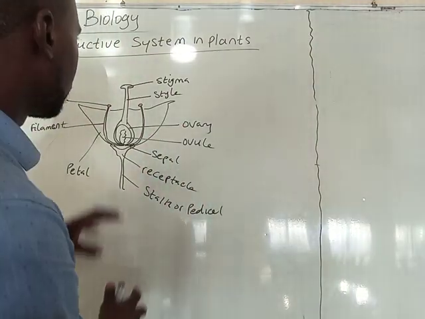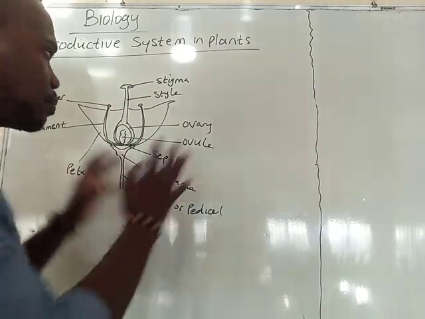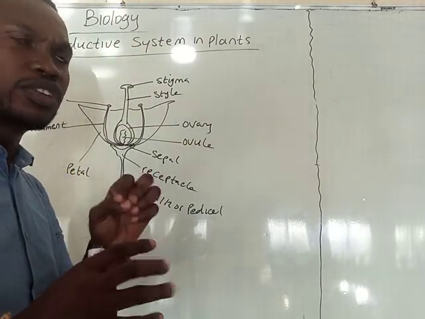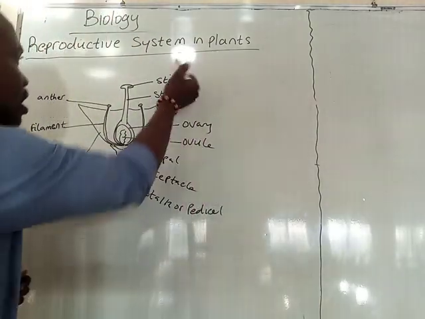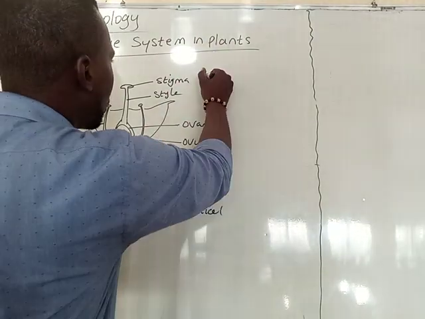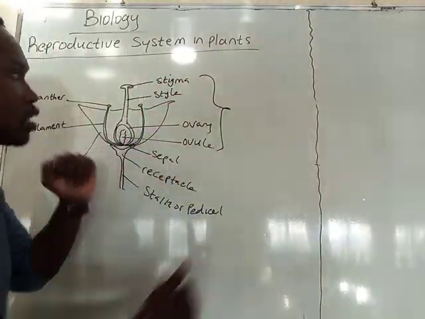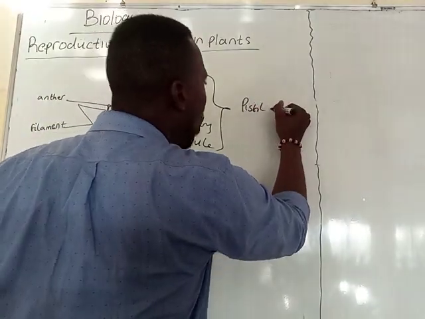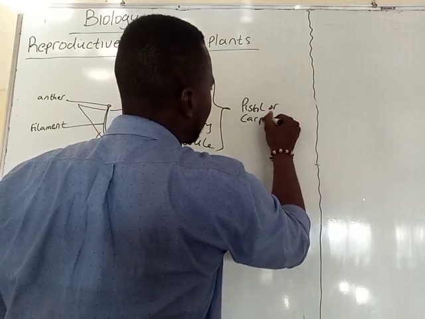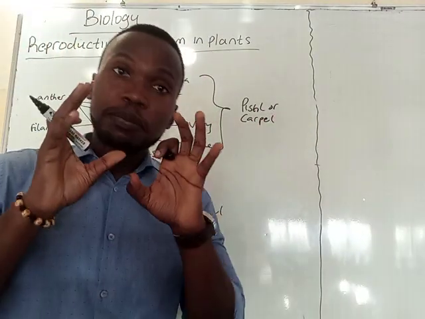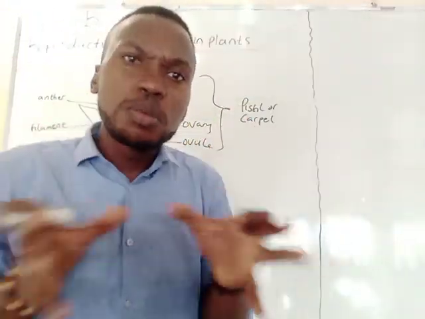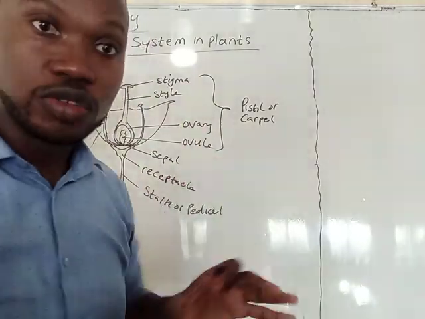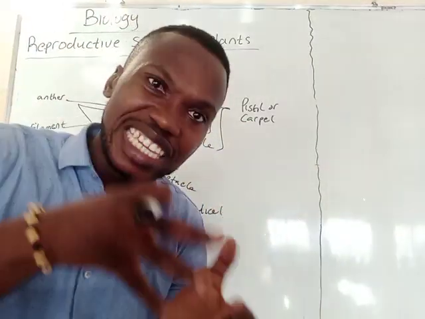Now watch this. I'm going to separate them. I'm going to show you the parts that make up the female reproductive parts of the flower. The stigma, the style, the ovary, and the ovule. These four, the collective name is the pistil, or you can say the carpel. The names are interchangeable. The pistil is the collective name of the female reproductive parts in a flower. So we have the stigma, the style, the ovary, and the ovule. These are the female parts in the flower.